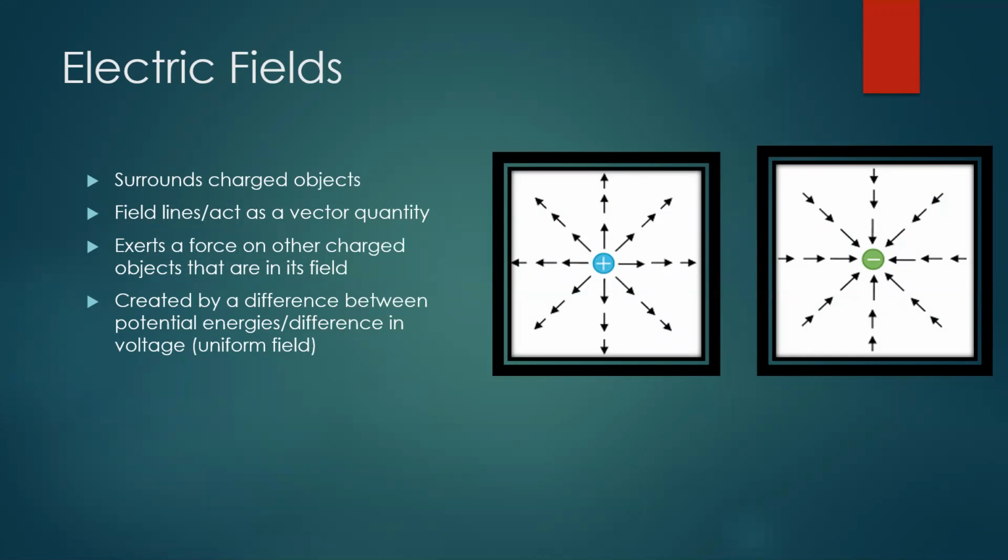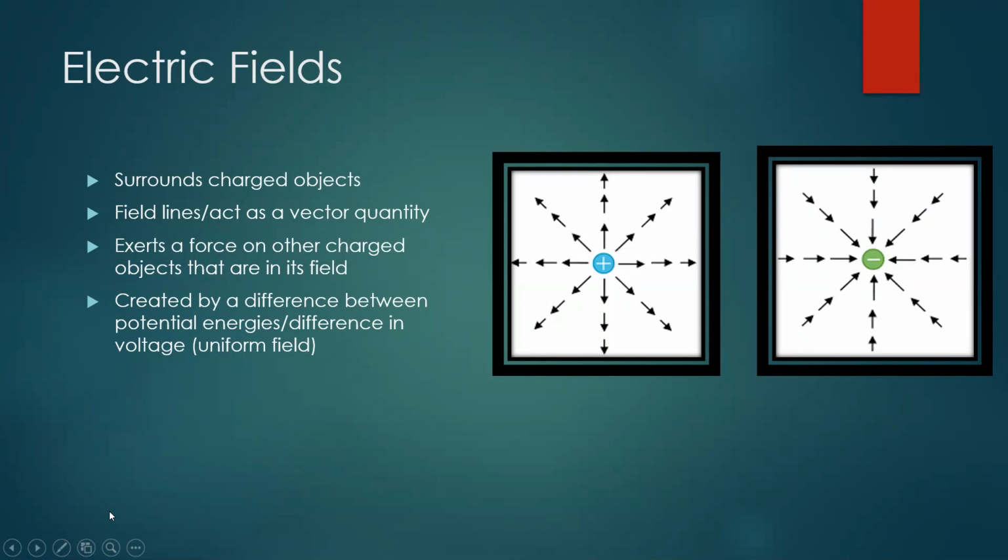And whatever else is in this field created by these charged particles, the charged objects are going to exert a force upon those objects as well. So we just described what would happen in a non-uniform field, but what about a uniform field? Let's say that this positively charged object and this negatively charged object are right next to each other.